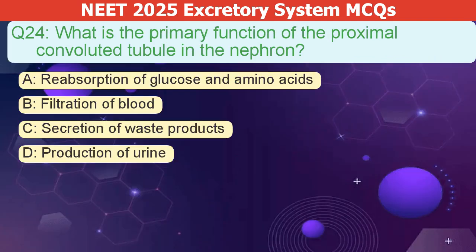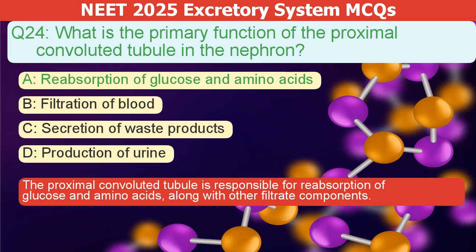What is the primary function of the proximal convoluted tubule in the nephron? A. Reabsorption of glucose and amino acids. B. Filtration of blood. C. Secretion of waste products. D. Production of urine. The correct answer is A. The proximal convoluted tubule reabsorbs glucose and amino acids, along with other filtrate components.